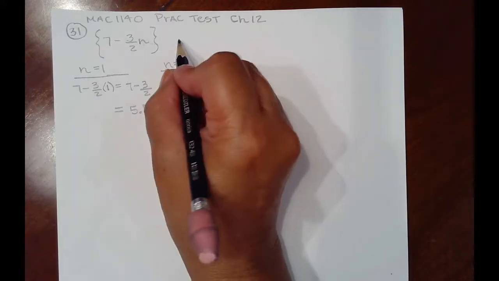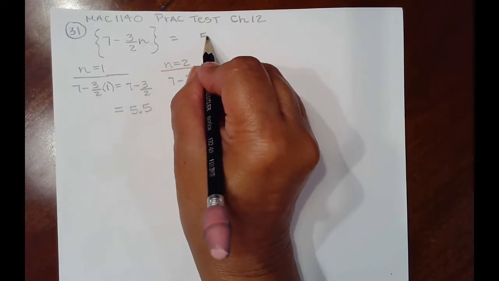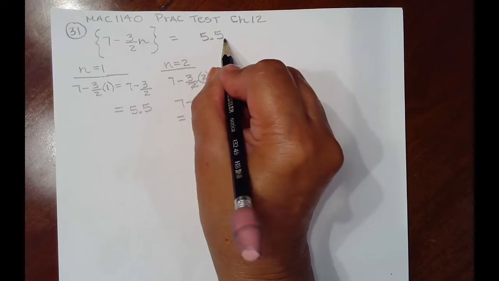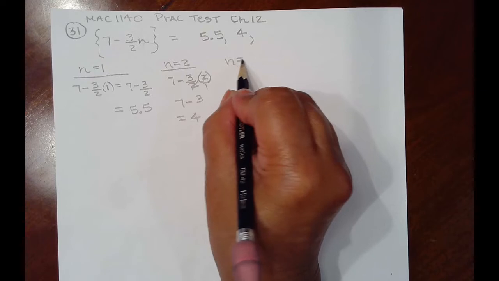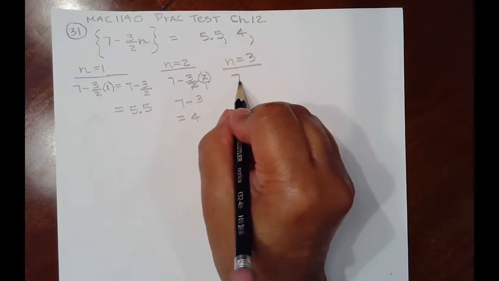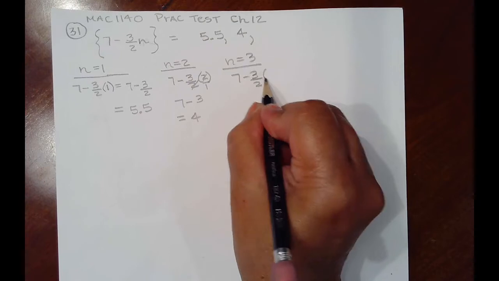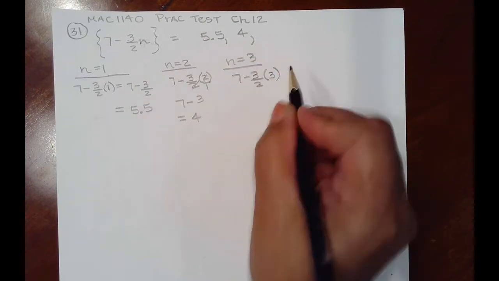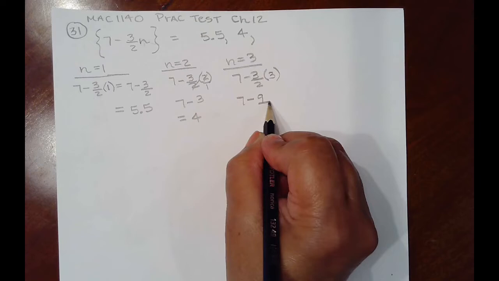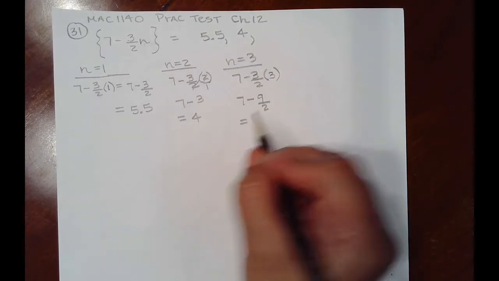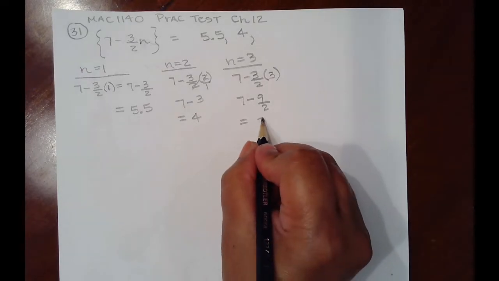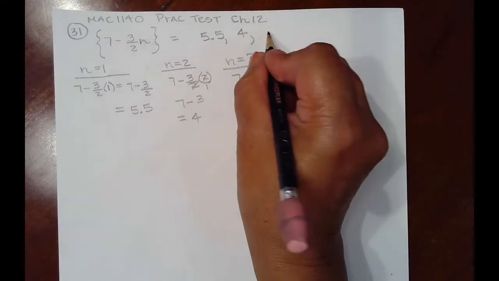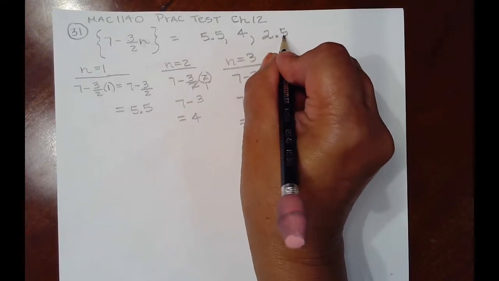Okay, so far this has generated a 5.5. Then the next term in the sequence is 4. And I'm going to do one more. It should be enough to have 3 terms. So it would be 7 minus 3/2. This time you're plugging in a 3. So this would be 7 minus 9/2. You could pop that in your calculator. And 7 minus 9/2 would be 2.5. Okay, so this would be the next number in the sequence.